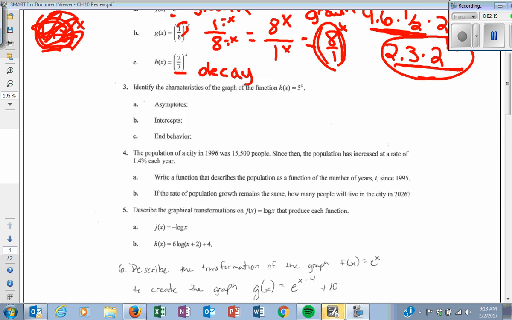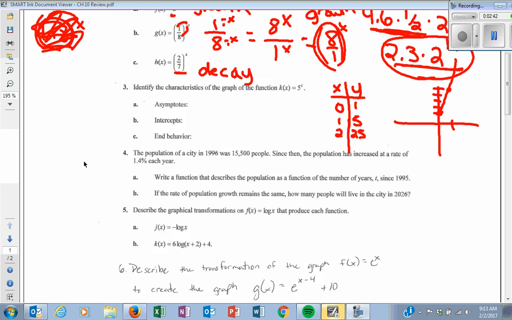All right. For this one, I would go ahead and make an x and y chart real quick. If I plug in 0, I get 1 out. So, even make a graph for it. If I plug in 1, I get 5 out. So 1, 2, 3, 4, 5. If I plug in 2, I get 25 out. So it's going to shoot up really high.